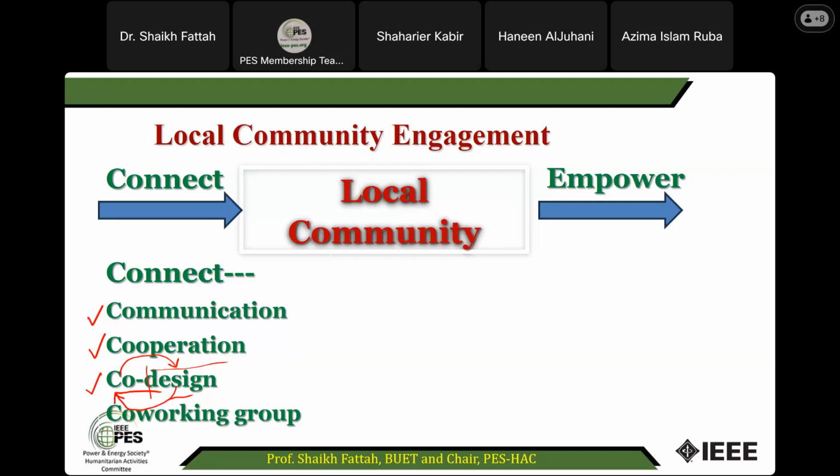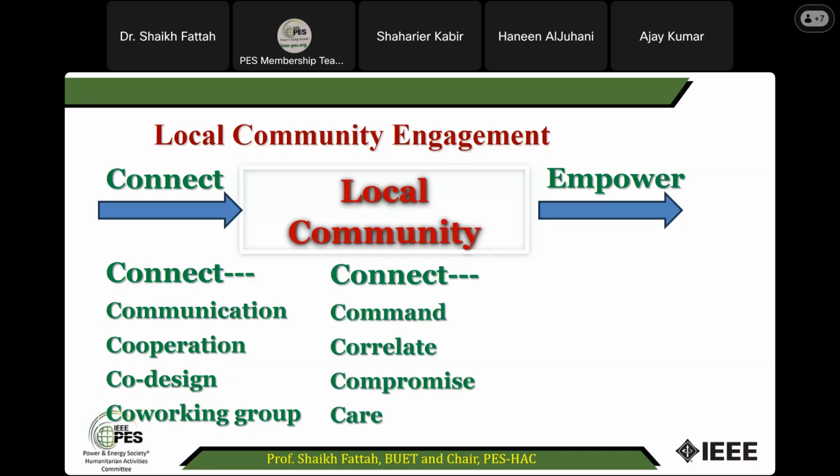Co-working group. Why are you thinking that you will be working alone? If you can inspire the community, then you will see that they are also a part of your implementation. So that is called a co-working group. So this is the first step, connect.